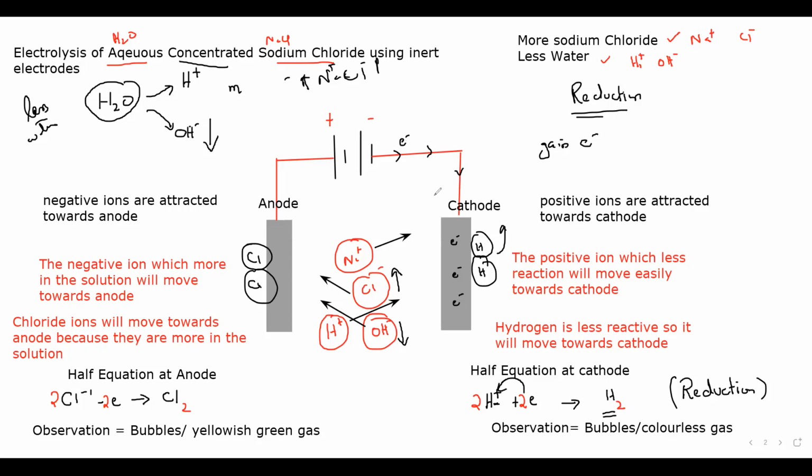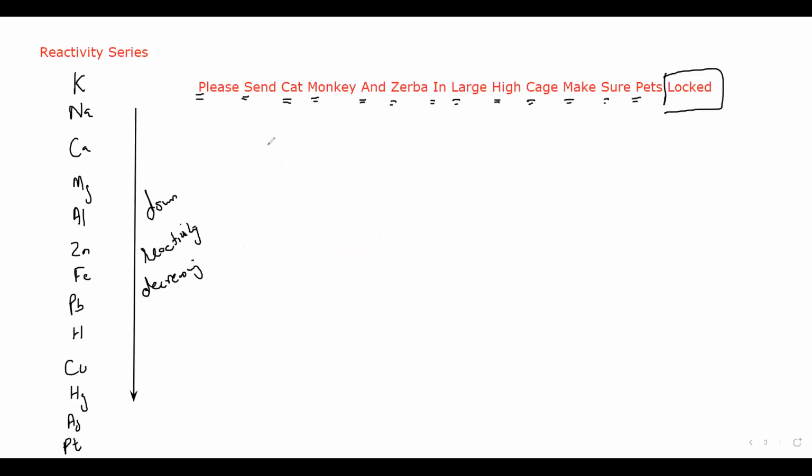When we switch on the supply, the electrons move towards the cathode, and these electrons attract the positive ions, so both sodium and hydrogen ions are attracted. But which ion will move? The positive ion which is less reactive will move towards the cathode. You have to learn the reactivity series: potassium, sodium, calcium, magnesium, aluminium, zinc, iron, lead, hydrogen, copper, mercury, silver, and platinum. In the solution you have a sodium ion and a hydrogen ion. So which ion will move towards the cathode?